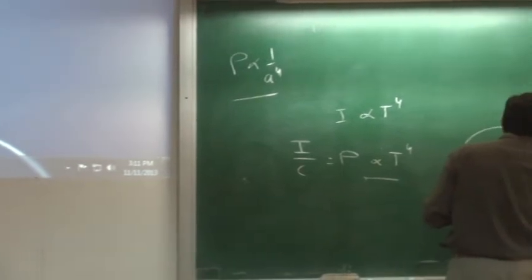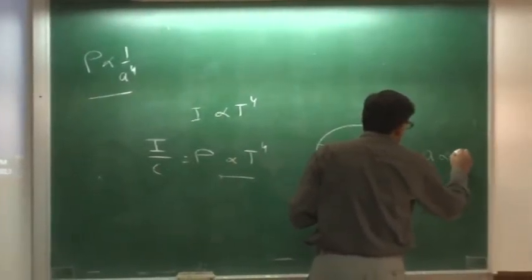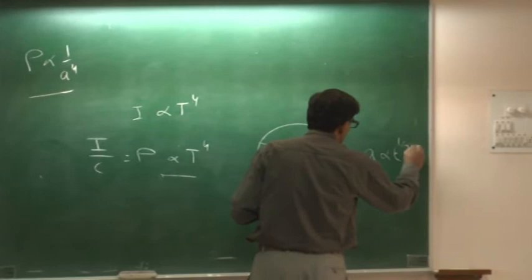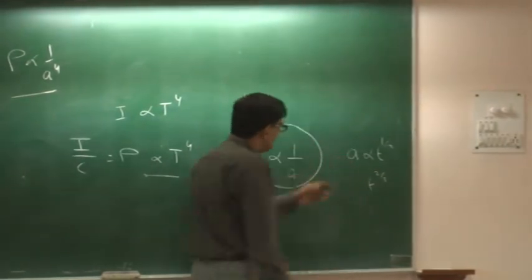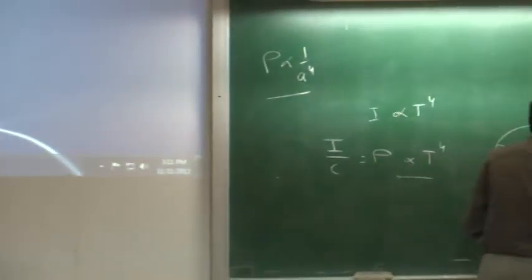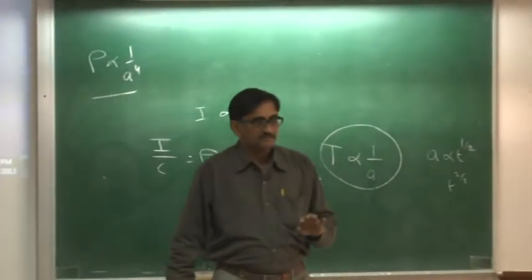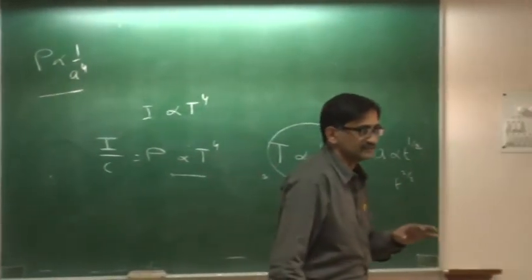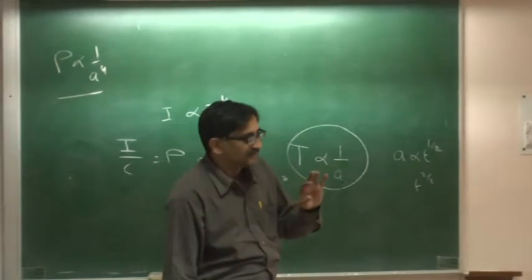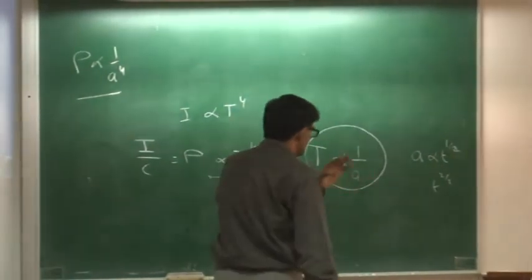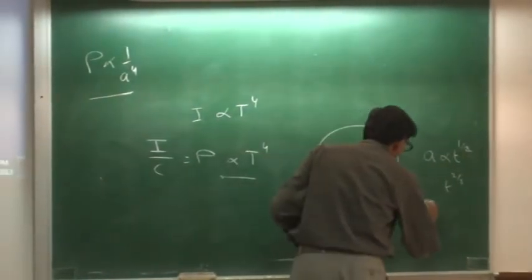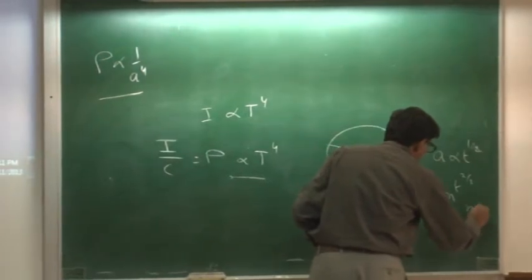Now I also know that a goes as t to the power half or t to the power 2/3, depending on whether it is radiation dominated or matter dominated. In general, for most normal matter, unlike dark matter and dark energy and so on, a will always go as t to the power n, with n less than 1.